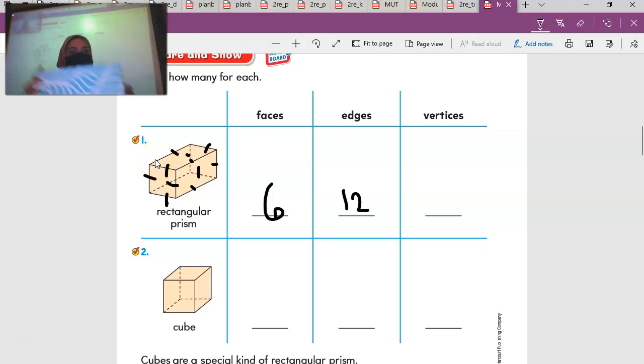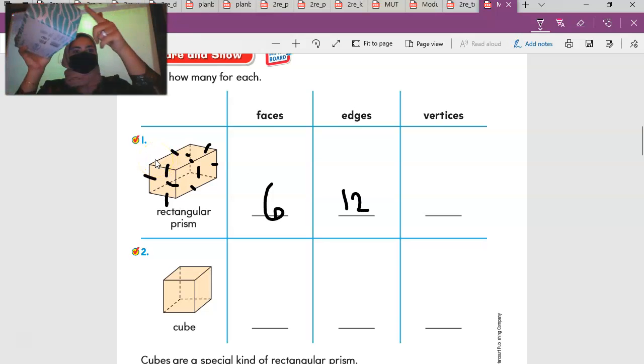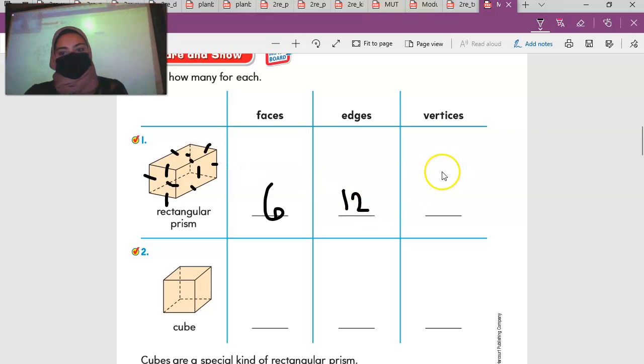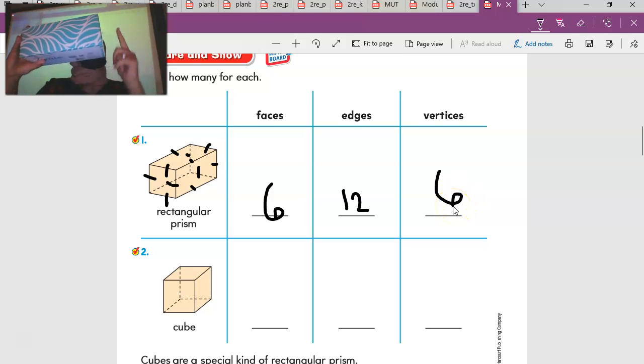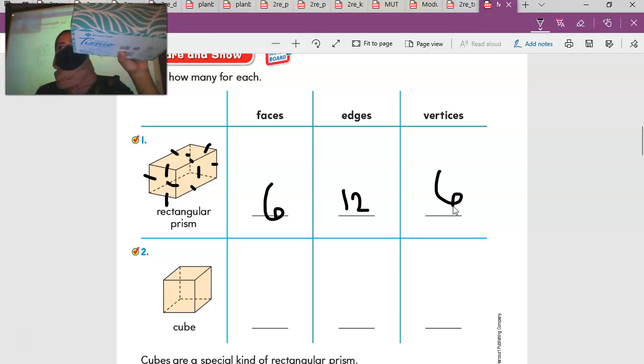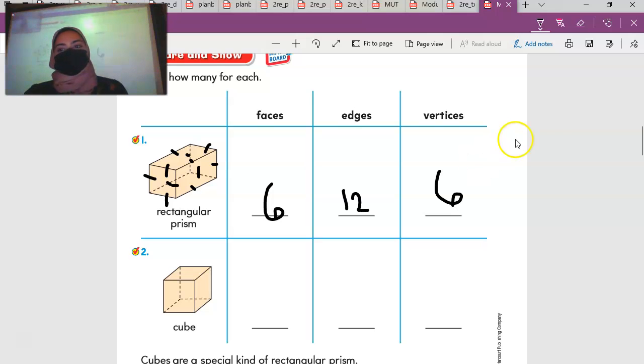Vertices are the points. There's 1, 2, 3, 4, 5, 6 vertices. Count it again. 1, 2, 3, 4, 5, 6, 7, 8. Oops, sorry. It's 8 vertices. You're right. Sorry. I was trying to get through it fast. 8 vertices. And if we count it here, we can always check. 1, 2, 3, 4, 5, 6, 7, 8. You're right. Perfect. Good job.